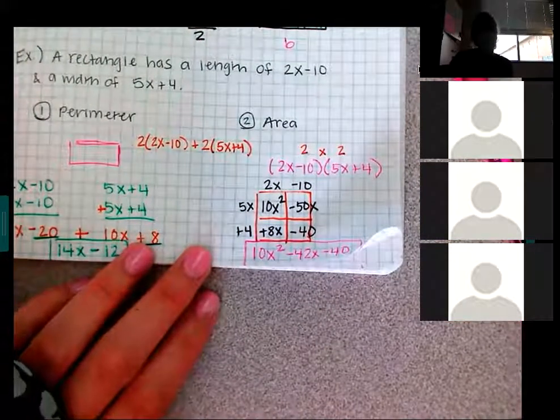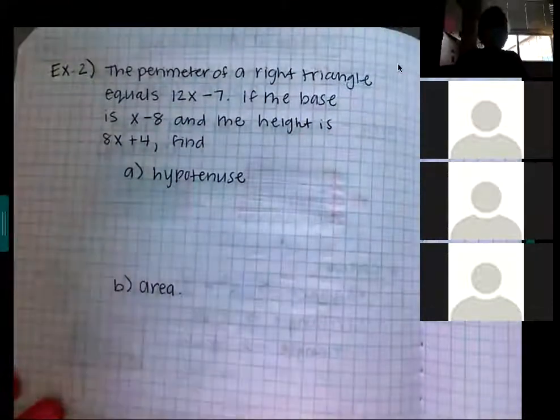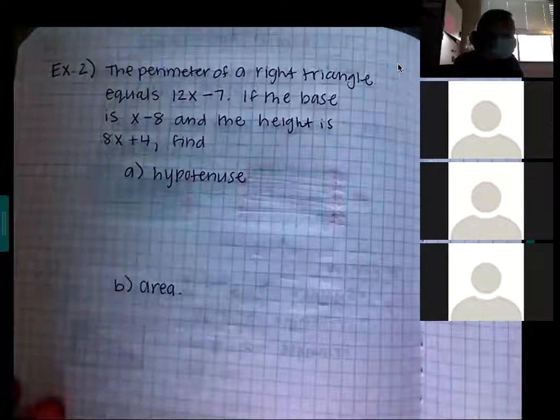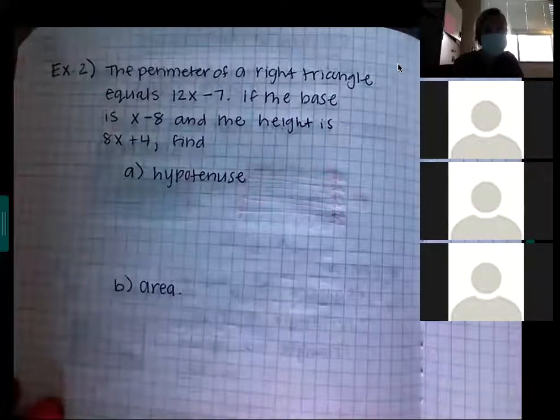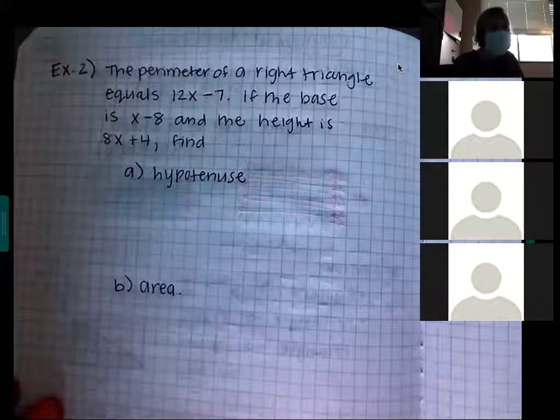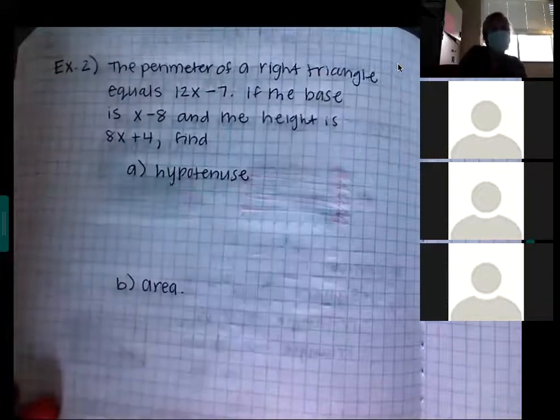We're going to do one more. So I'm going to give y'all a second to write this one down. So the perimeter of a right triangle is 12x minus 7. The base is x minus 8. The height is 8x plus 4. So what we're trying to find is the hypotenuse, and then we're going to find the area.